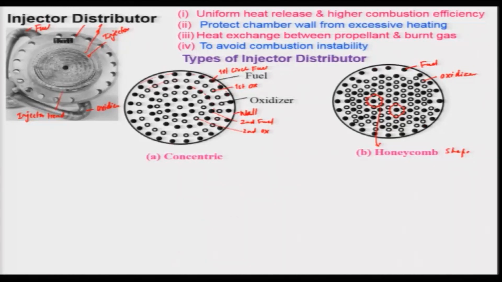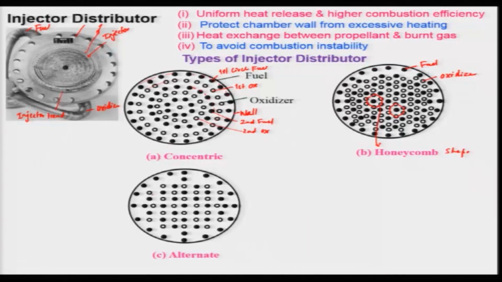There is another one which is being used, known as alternate. That means, if I go from here, this is your oxidizer, and this is your oxidizer, this is your fuel, and this is your oxidizer. So, this goes in an alternate way. Similarly, here also it is alternate, and of course you will get better mixing as compared to the concentric, but the number of injectors per unit area is much lower as compared to the honeycomb and also the concentric.